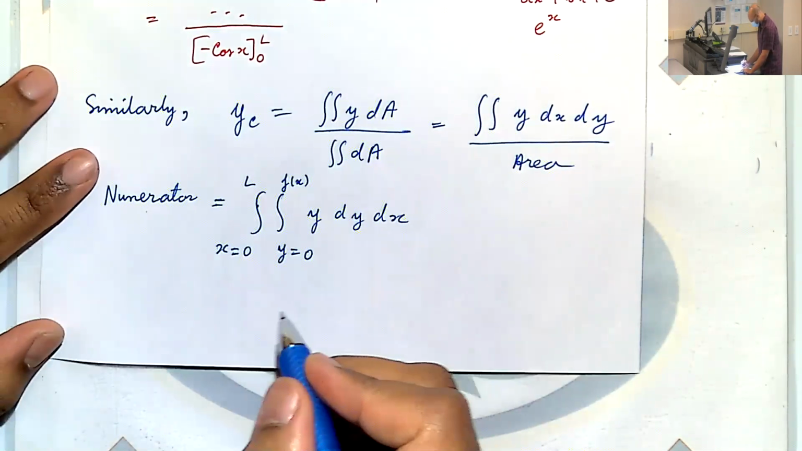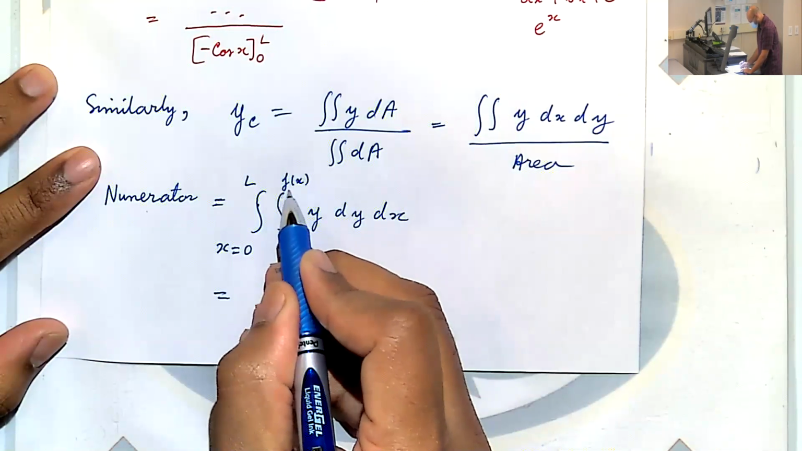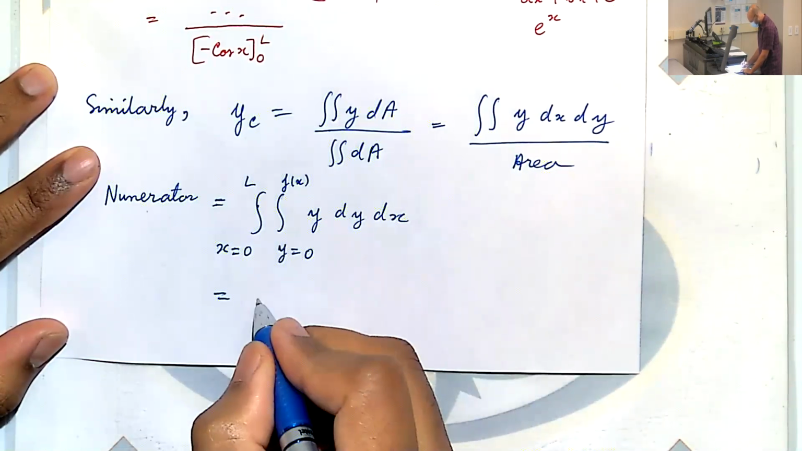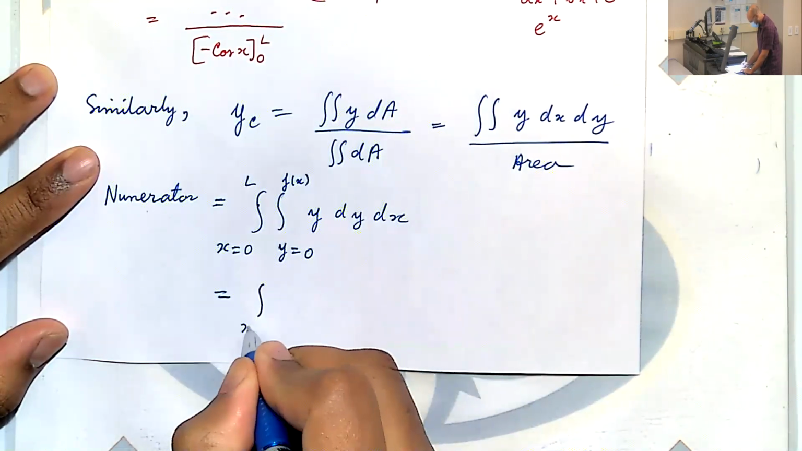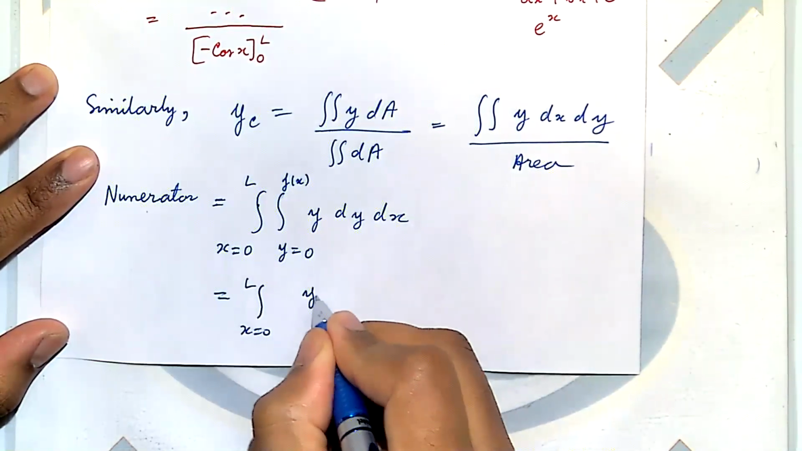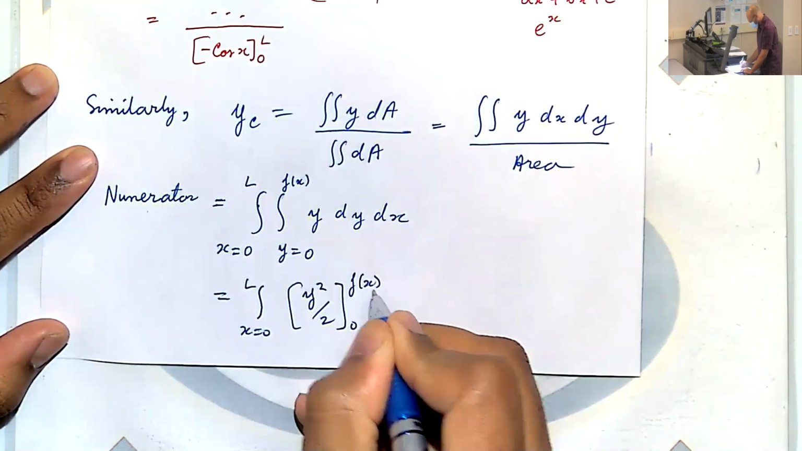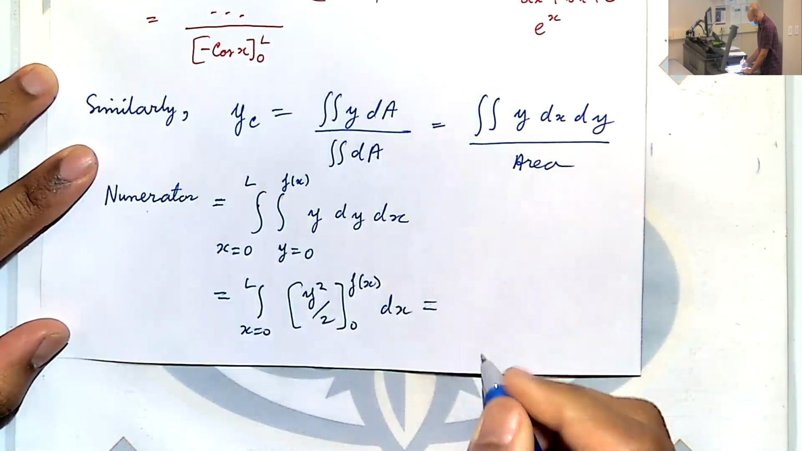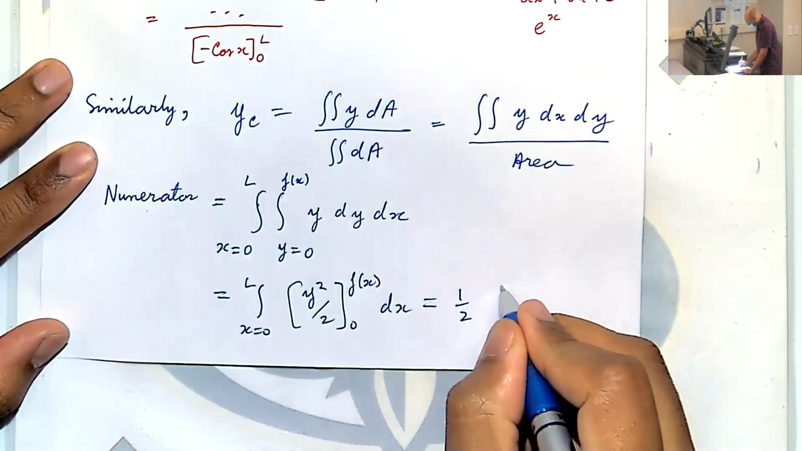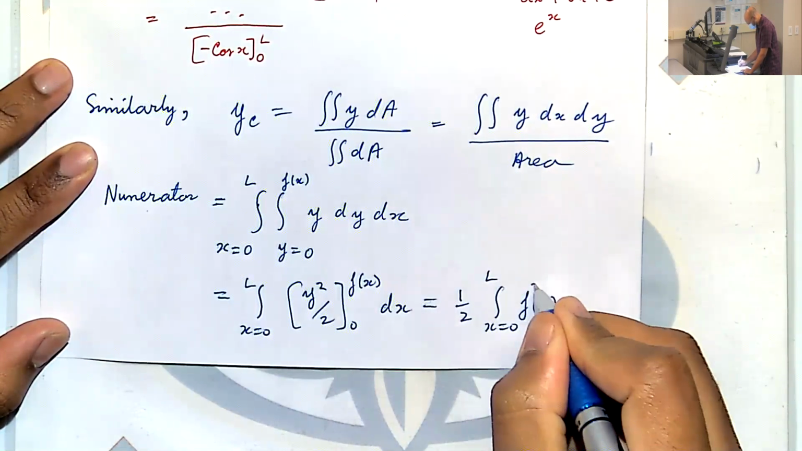All right. So remember, since this is a function of f of x, we need to integrate in y first. What do you get? What's the inside? y squared over 2. Yeah, y squared over 2, 0 to f of x dx, which is 1/2, x goes from 0 to L, f of x whole squared dx.